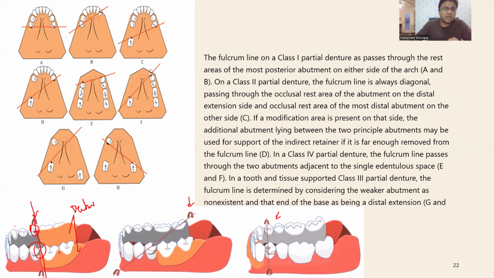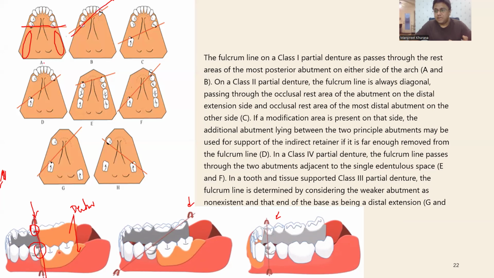So you have to learn the classification of class 1, class 2, class 3, class 4 and modification areas, or we call them mod areas. We have to learn the classifications in detail. In picture A, we have a class 1 partial denture. All the posterior part is edentulous on both sides, bilaterally edentulous posteriorly. The fulcrum line is passing through the occlusal rest of the most posterior abutment on either side. Here also, it is passing through the most posterior abutment on either side.